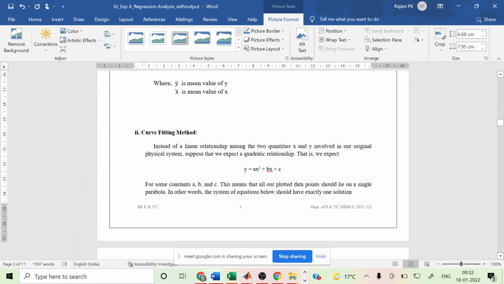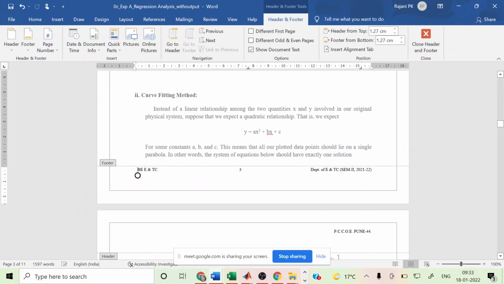In a similar way we can do the curve fitting method. Instead of a linear relationship between the two variables x and y, we involve our original physical system, which may be in a quadratic relationship. An example is y equals ax square plus bx plus c, a quadratic equation.